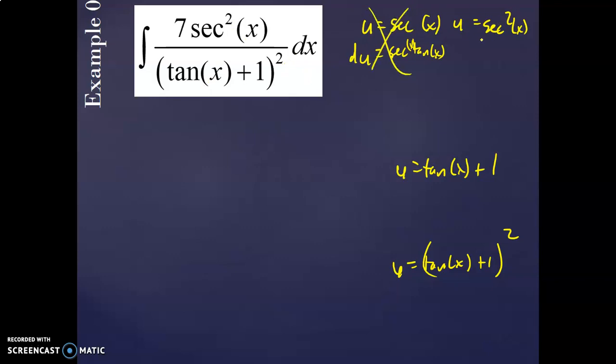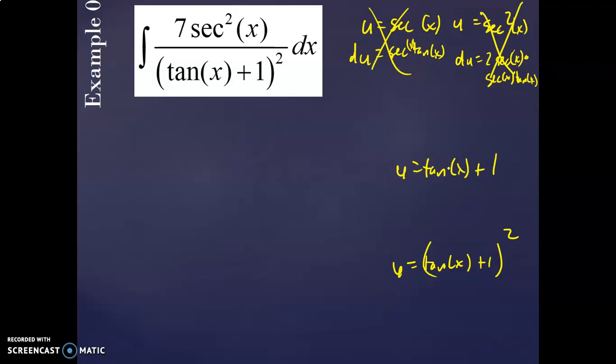If I made my u be secant squared, then my du would be 2 secant of x times the derivative of secant, which would be secant tangent. I don't have all of this. If I take that secant squared away, I don't have any more secants, so that's not going to work.